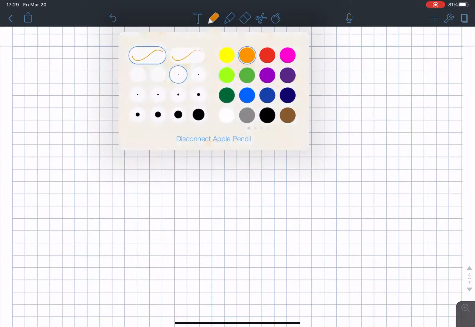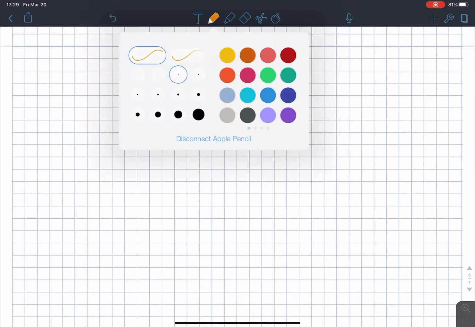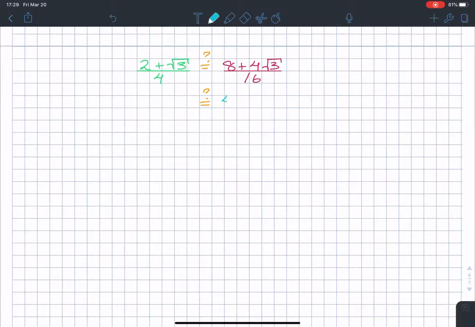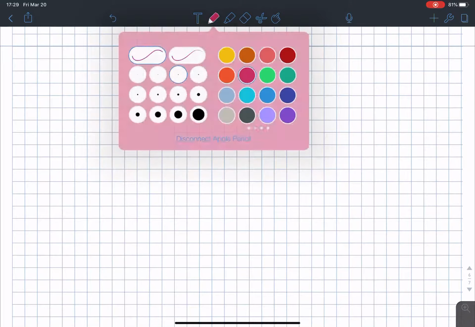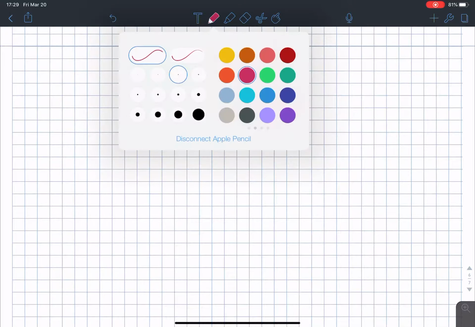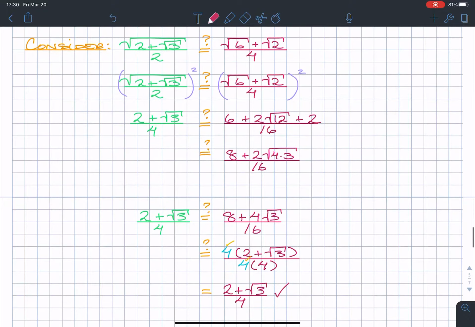Well, let's see. What's common? It looks like 4 is common. So I'm going to factor a 4 from the numerator, which leaves me with 2 plus the square root of 3, all over, factoring a 4 from the denominator, which leaves me with 4 times 4. So once I reduce these 4s, I do indeed get what's on the left-hand side, 2 plus root 3 all over 4. So I wasn't lying to you early on. That's good. So they are indeed the same value.